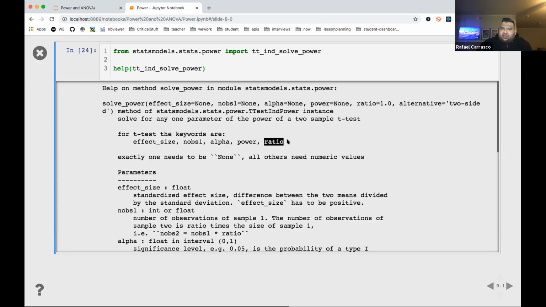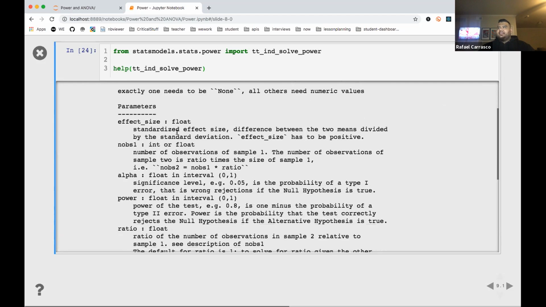Ratio, don't worry about that. That's auto-calculated. You don't have to do anything there. So basically, if we want to solve for power, we just have to provide it these three. If we have maybe these and we want to solve for effect size, we just feed it observations, alpha, and power. Or you can feed it effect size, alpha, power to solve for observations. So basically, it'll just solve for whatever one thing is missing.